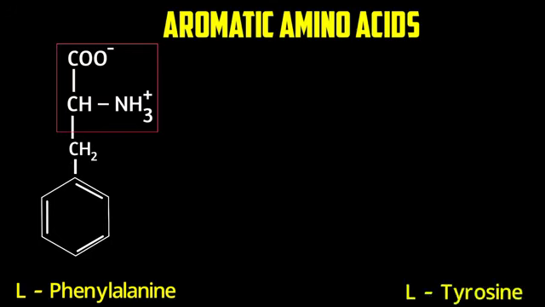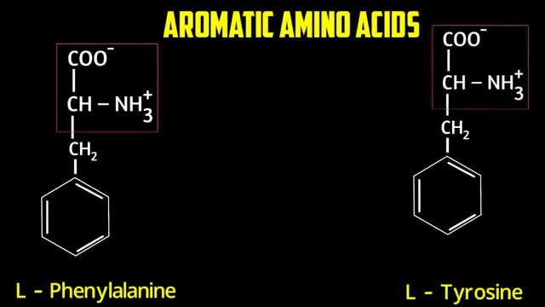Next one is tyrosine. Tyrosine is phenylalanine that has OH at its para position. So you just draw back your phenylalanine and add OH. When you study essential and non-essential amino acids, tyrosine is a non-essential amino acid, but it becomes essential when phenylalanine is deficient. Heterocyclic amino acids.